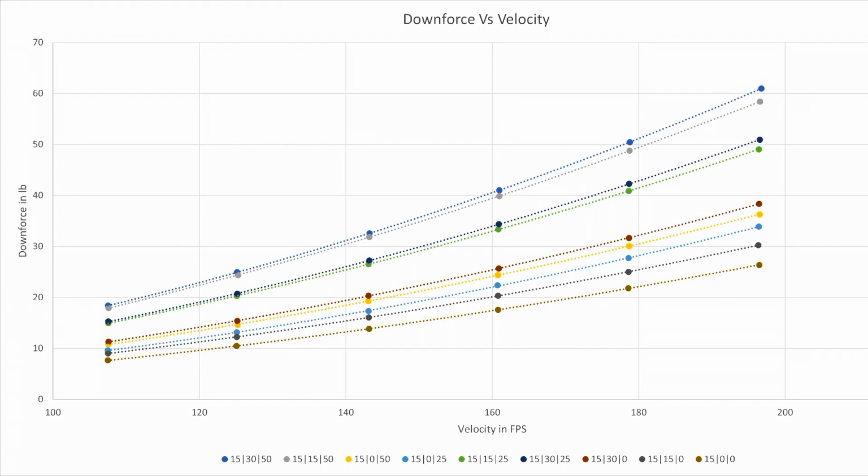Now that we are looking at the experimental data, let me walk you through how the graphs are laid out. Firstly, the element configurations consist of 15 degrees of angle of attack for the first element. The second element ranges from 0 to 15 to 30 degrees of angle of attack. And the third element ranges from 0, 25, and 50 degrees for an angle of attack.